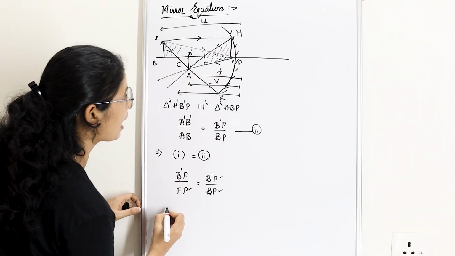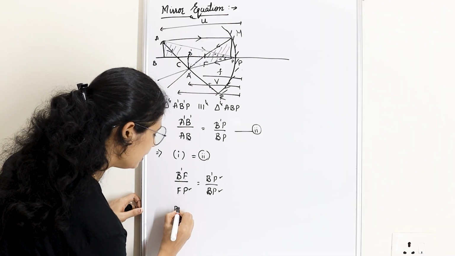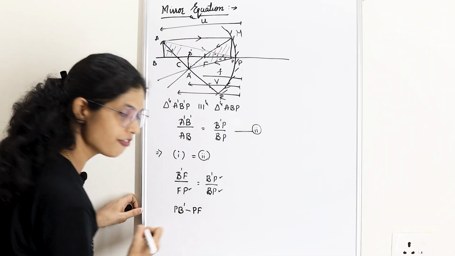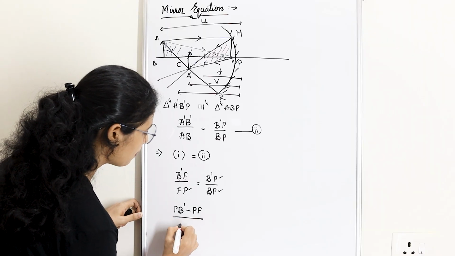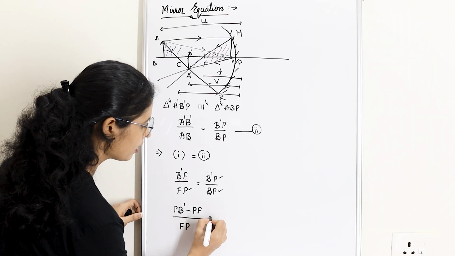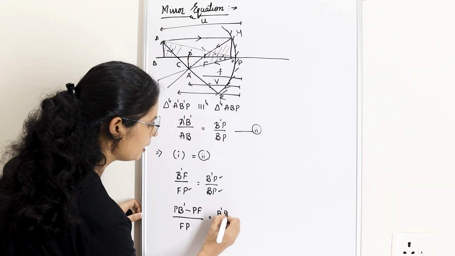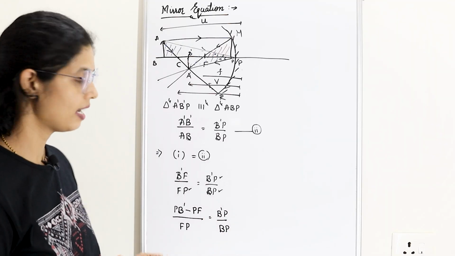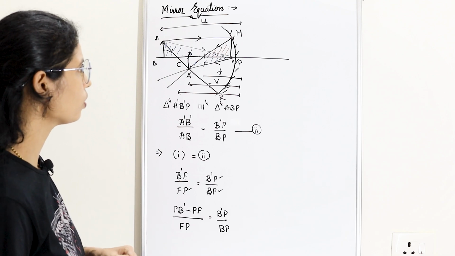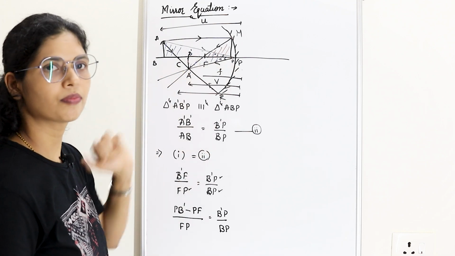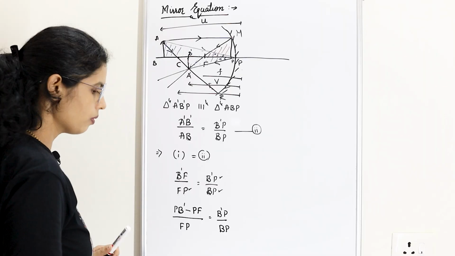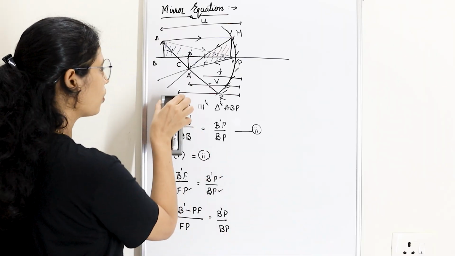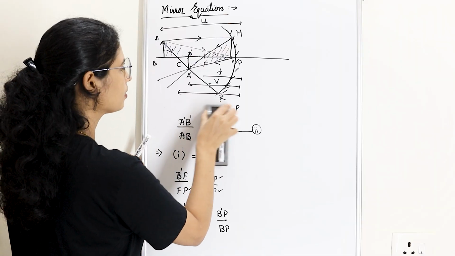So can we write it as PB dash minus PF divided by FP equals to B dash P divided by BP. Yes, we can write it like this. Okay, since we know the value of this and this. So now we'll substitute the values here.